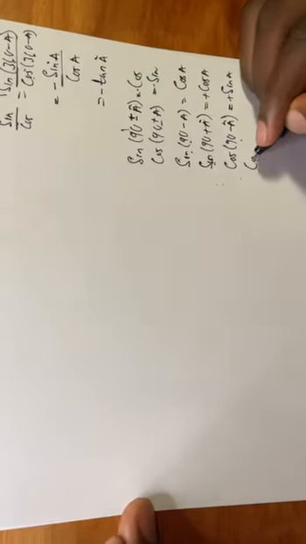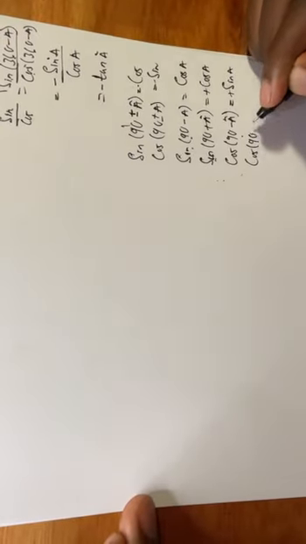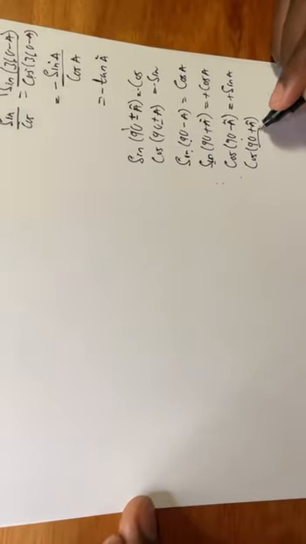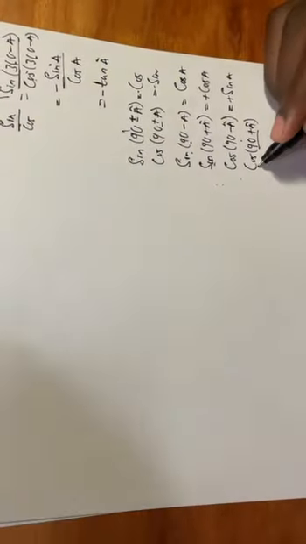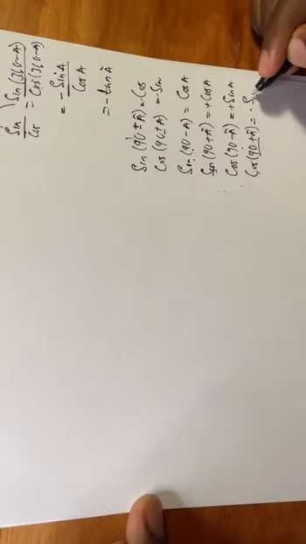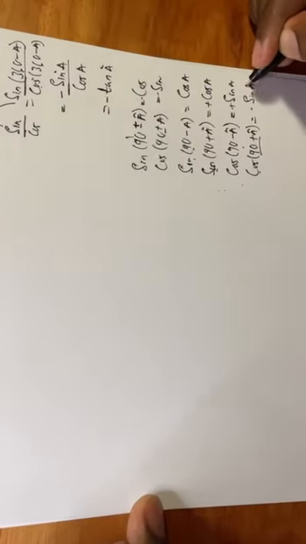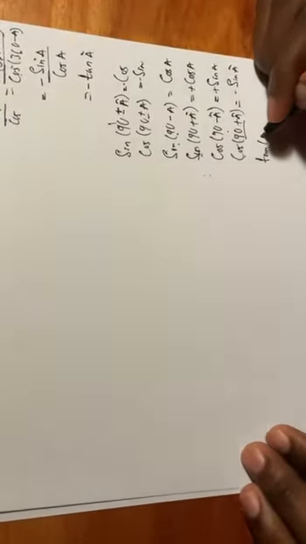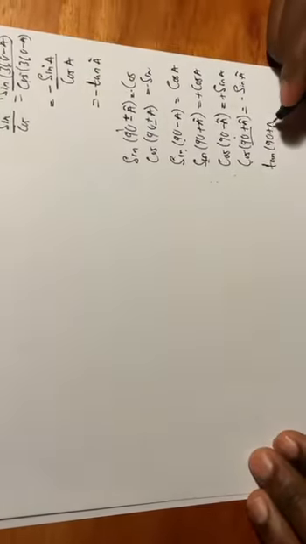Then what if we have cos of 90 plus A? 90 plus A is in the second quadrant. Cos is negative in that quadrant. Therefore, we'll have minus sine of A. Then now, what if we're given tan of 90 plus A?